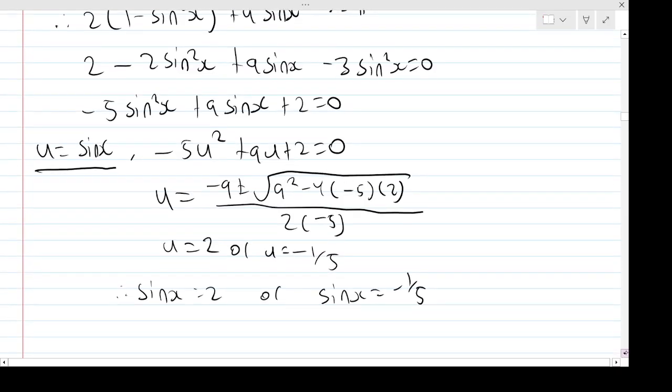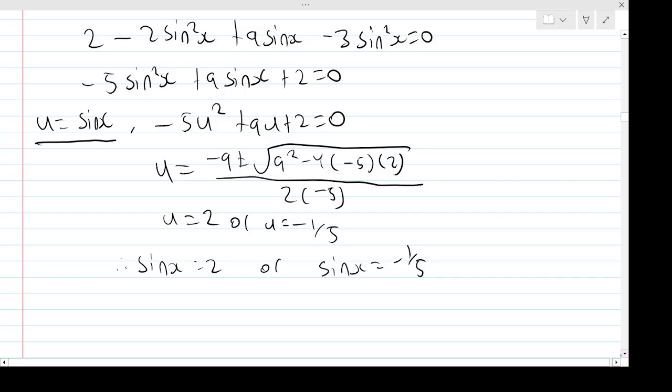By the way, if you are comfortable, you don't have to do this u stuff. I'm just making it very explicit, that this is the underlying quadratic if we make this u substitution. If you're very comfortable, you can just skip that and solve this sine squared equation straight away to get sine x is 2 or minus a fifth. But I'm doing it step by step. But there we are.